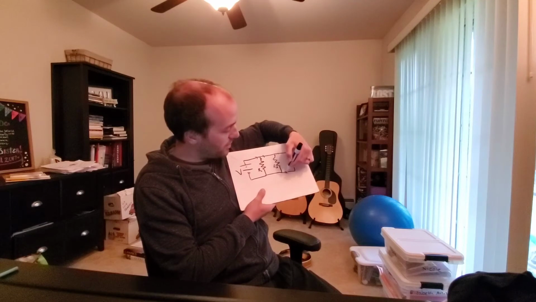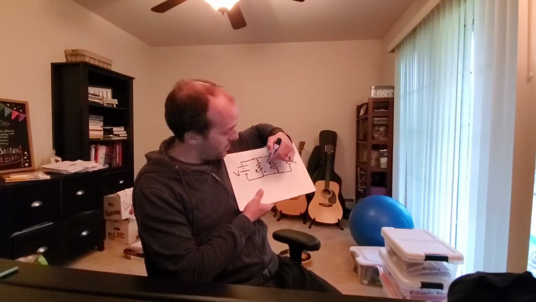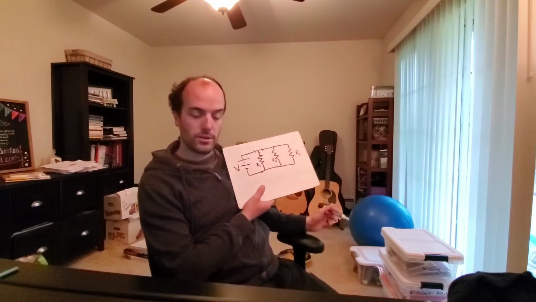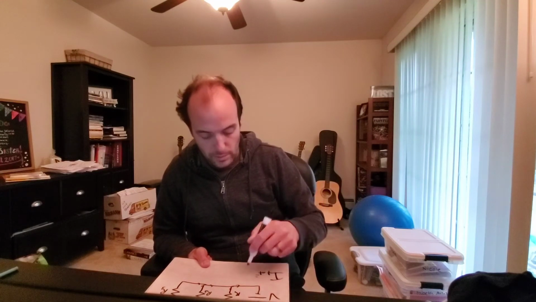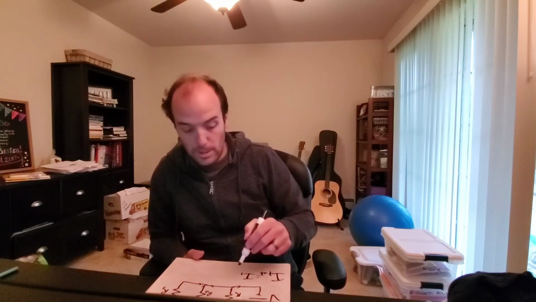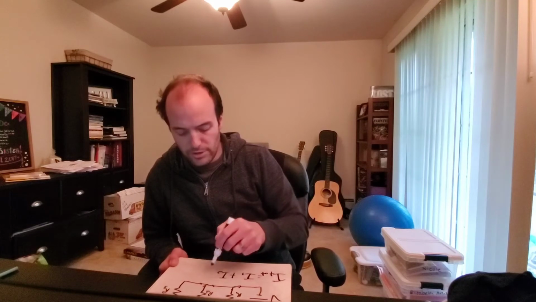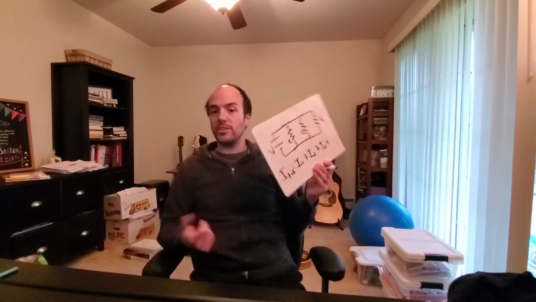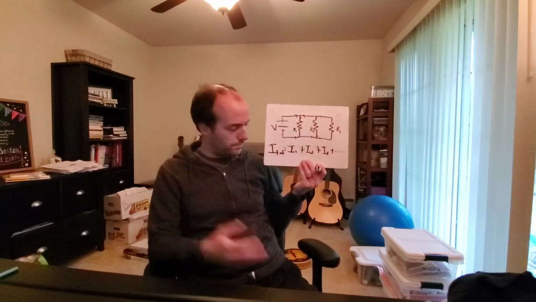Coming back around, as the current's coming back, right? This plus this will equal this. And this plus this will equal that. Right? So in other words, the total current is equal to the current in the first branch plus the current in the second branch plus the current in the third branch, and so on and so forth, depending on how many resistors you have in the circuit.